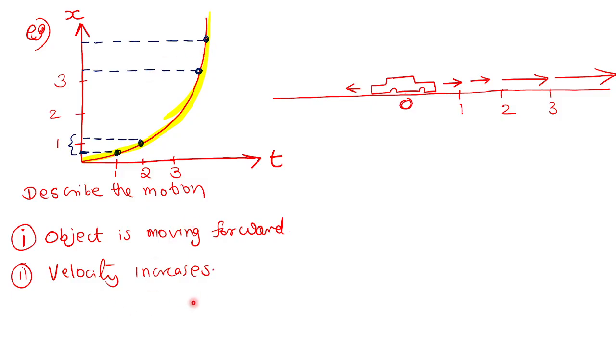So the velocity increases. These 2 points you have to add, okay. Describe the motion: the object is moving forward, and as it is moving forward the velocity increases, or the body is said to be accelerating. Velocity increasing means that we say the body is accelerating. I can explain in another way, but in two ways I can explain the change in velocity. This is the one way, okay.